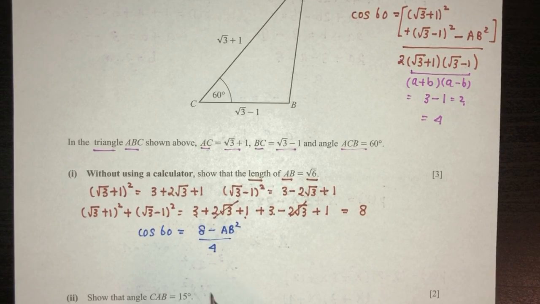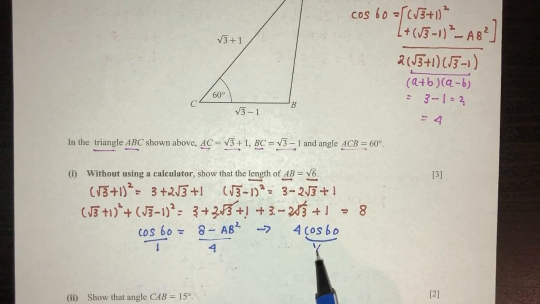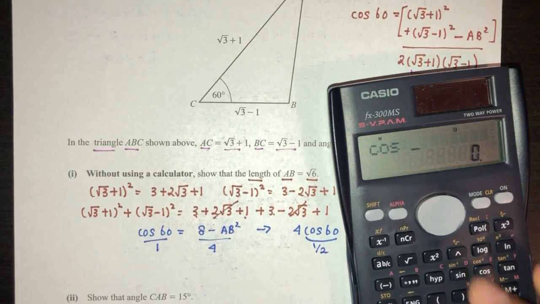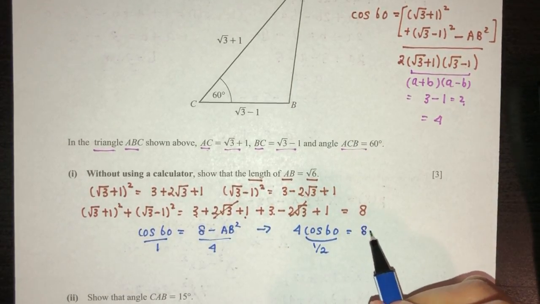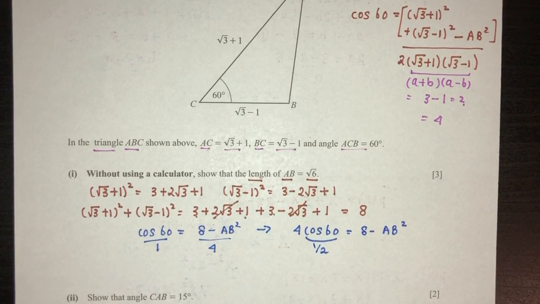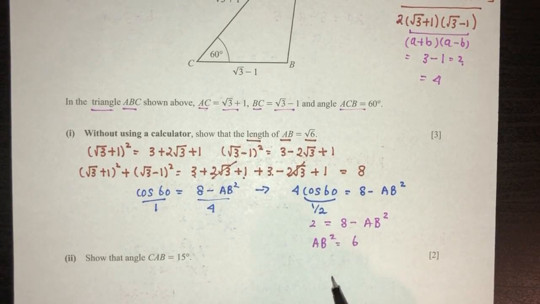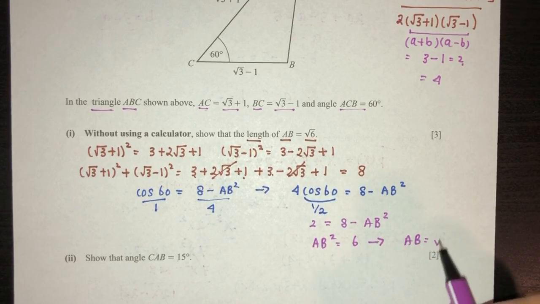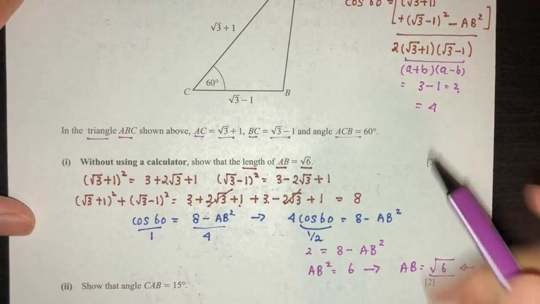Now we have to find the value of AB. So let's cross multiply. You will have 4 cos of 60. You should know the value of cos of 60 is equal to half. If you don't know, you can check as well. So cos of 60, we have to use degrees. Cos of 60, that is half, equal to 8 minus AB squared. So if you simplify, 4 times half is 2, is equal to 8 minus AB squared. So AB squared is equal to 6. From this you have AB is equal to root 6. That is your value shown as required, but you have to show all the steps for your 3 marks.